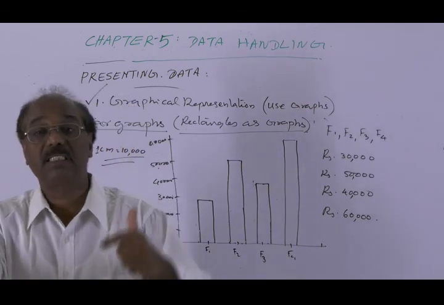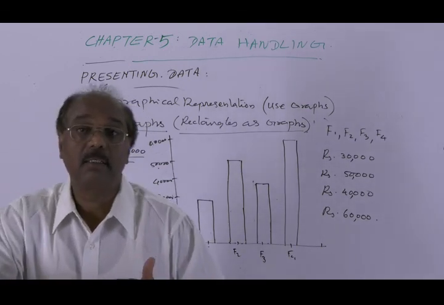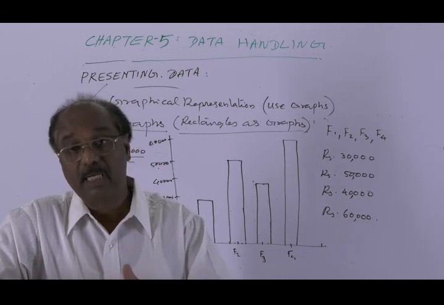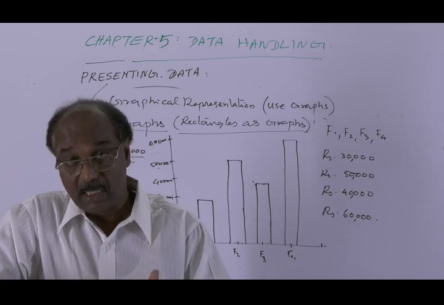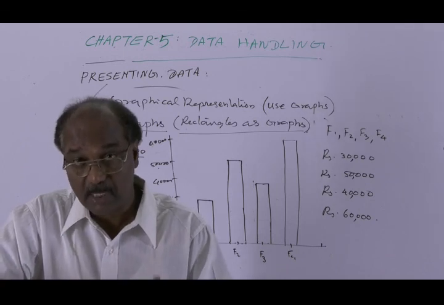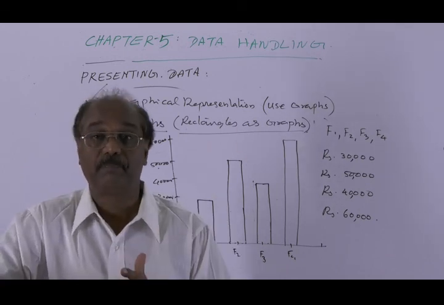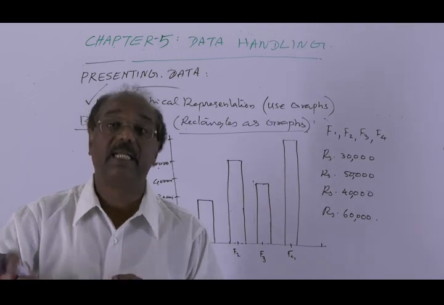If there are 2 bars, it is called a double bar diagram, with 3 bars a triple bar diagram, or in general a multiple bar diagram of 2 bars, 3 bars, 4 bars, and so on. This will be discussed in the next video.